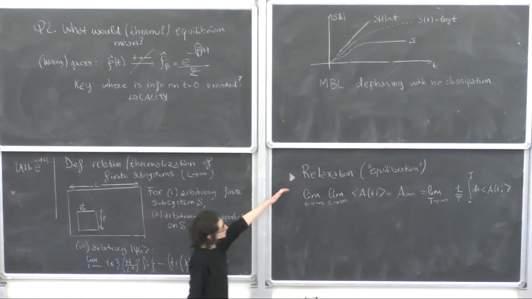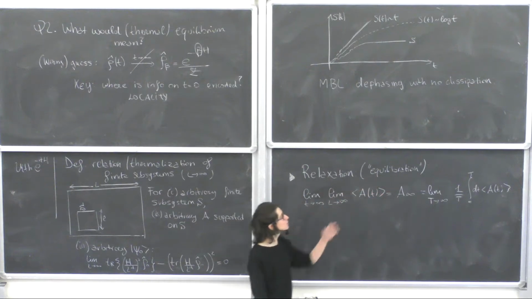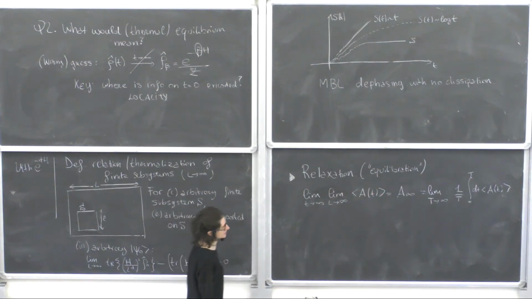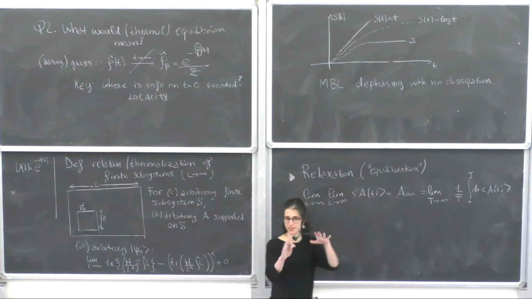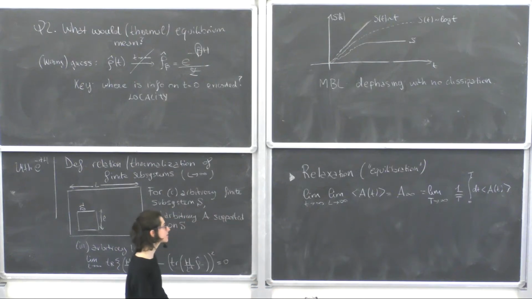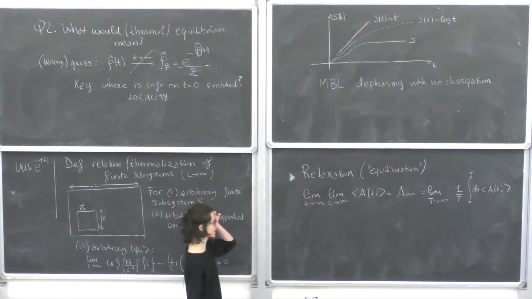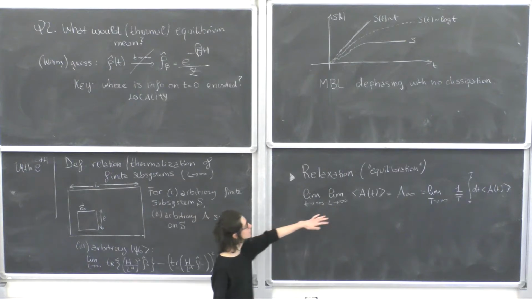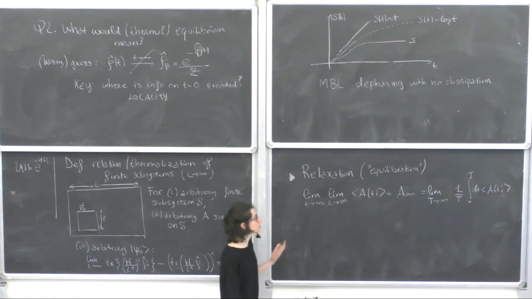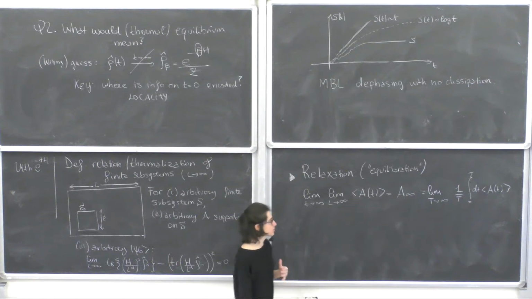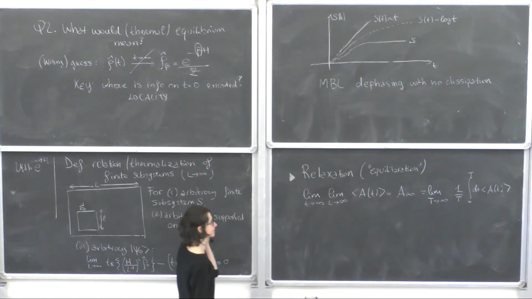And as I said, in the quantum literature you often find this defined as equilibration, and there were some comments yesterday about this. The reason why I use the term relaxation is that here you are looking only at one-point functions, so operators, and not correlations between operators at different times.